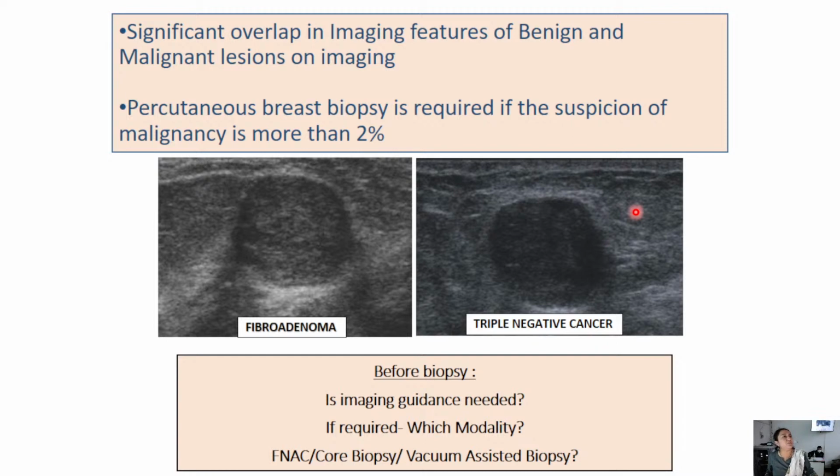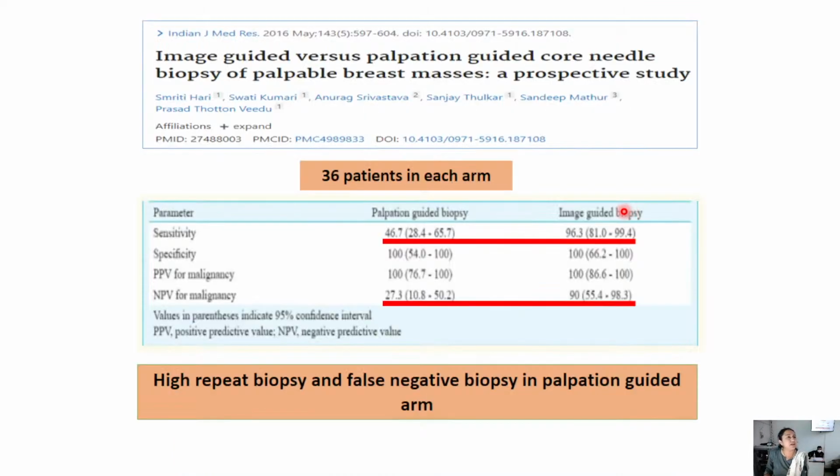The first is whether image guidance is required or not, because we are in a country in which we still do palpation guided biopsies more commonly than image guidance because of logistic reasons, in contrast to the West. The second question is which imaging modality is to be used, and third, which kind of biopsy is to be done. To answer the first question, we conducted an RCT in which we enrolled 36 patients in each arm, palpation guided versus image guided core needle biopsy.